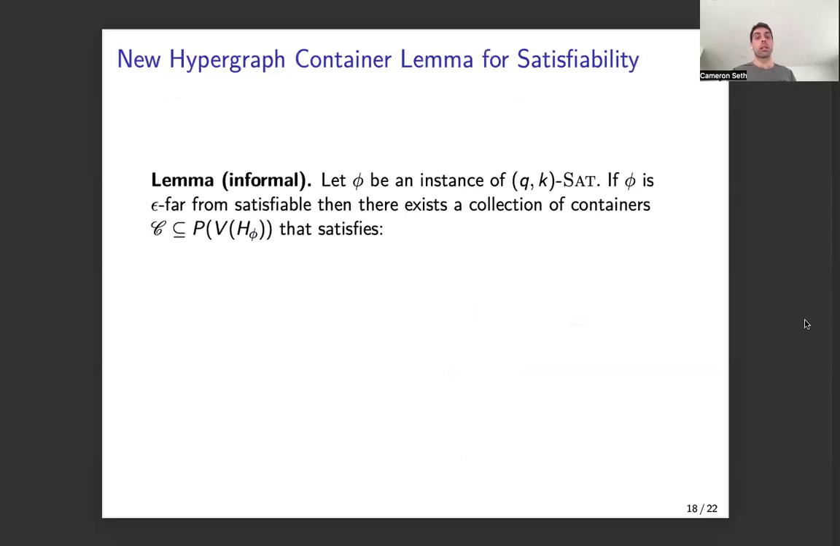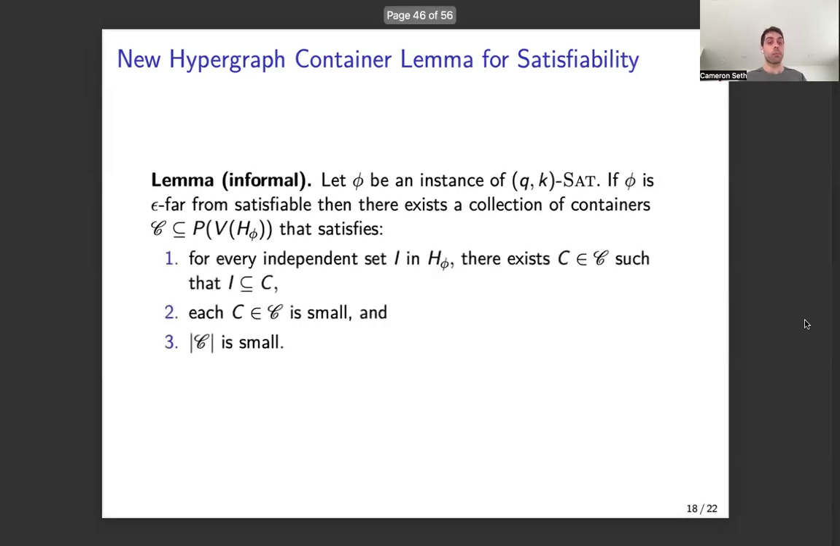And now using this encoding, we prove the following hypergraph container lemma. And this is just informal. Suppose phi is epsilon far from satisfiable. Then there exists a collection of containers, where each of these containers is a subset of the vertices of this hypergraph. And this collection satisfies some nice properties. For every independent set in the hypergraph, there is some container that contains the independent set. And each container is small, and the collection itself is small.